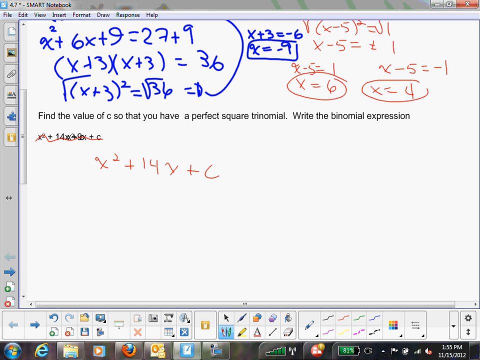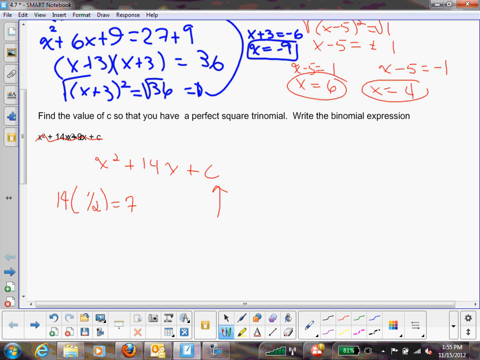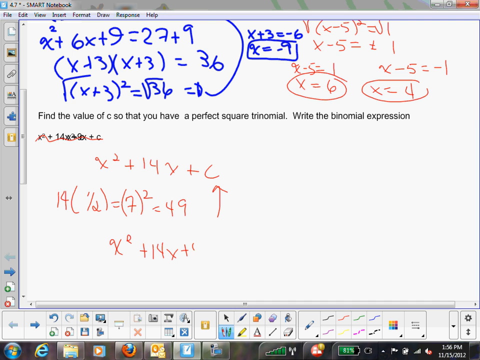So I'm saying find the value of c so that you have a perfect square trinomial. I'm just saying, what is this going to be? Well, you're just going to do 14 times a half. And then what do I do? Square it. So what is my c value going to be? Yeah. X squared plus 14x plus 49 is now a perfect square. That's all. That's all that asks. Yeah. What does c equal? 49.